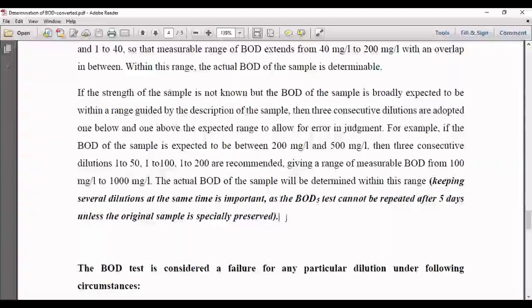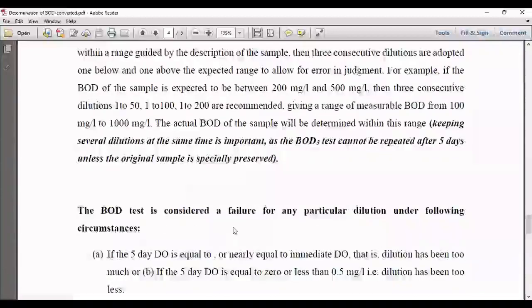Now you will be saying, why do three dilutions? It is a waste of the sample and a waste of energy. It's okay, but the BOD 5 test requires 5 days, and if after 5 days you get a wrong or unsatisfactory result, there is an actual wastage of 5 days, and the sample has already become stale. So we'll have to get the sample again and repeat the test. To avoid all this, it is always better to increase the number of dilutions, right?